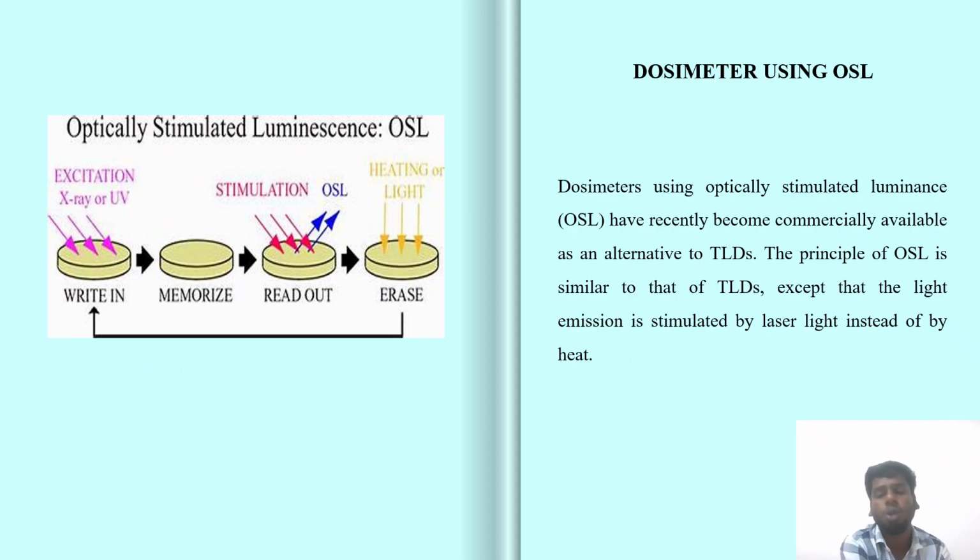Optically stimulated luminescence dosimeter. In the thermoluminescent dosimeter we used heat to get the radiation values, which means the absorption of radiation. But in the optically stimulated dosimeter, we use laser light instead of heat to measure how much radiation we have absorbed.